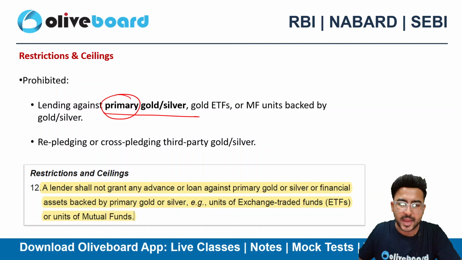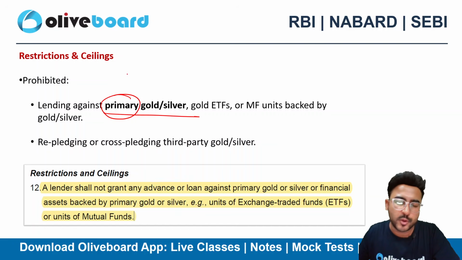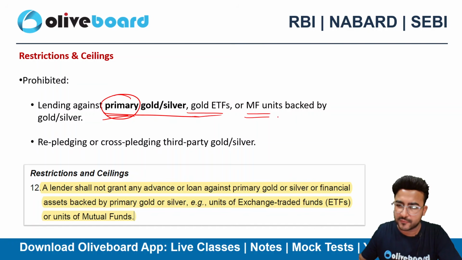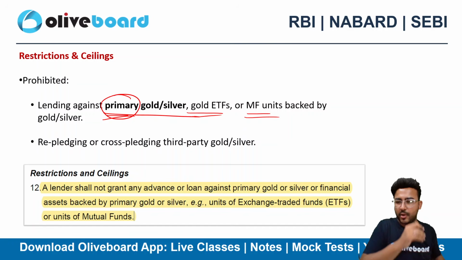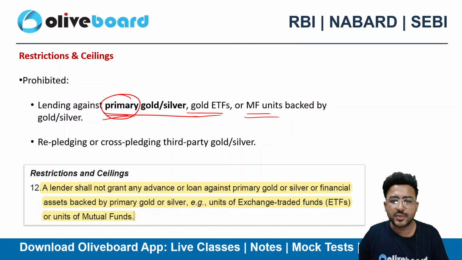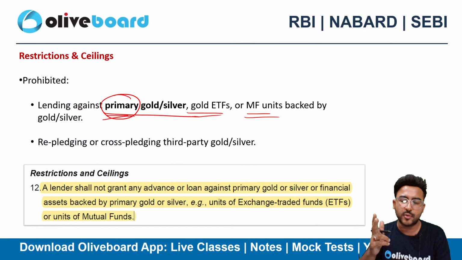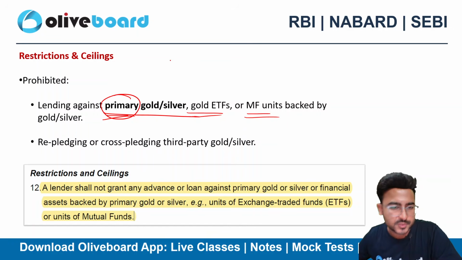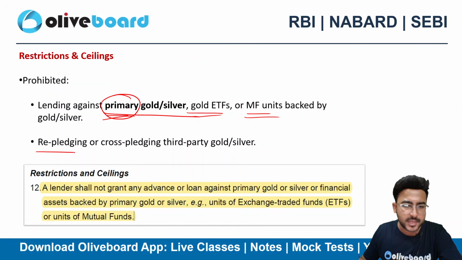Whenever we talk about primary, obviously it's talking about pure gold, which is also called bullion, right? So you cannot lend a loan against primary gold, silver, gold ETFs, mutual fund units backed by gold or silver, right? So you cannot take a loan on primary gold, you cannot take a loan on gold ETFs and mutual funds that are ultimately investing in gold or silver, right? So that's not permitted.